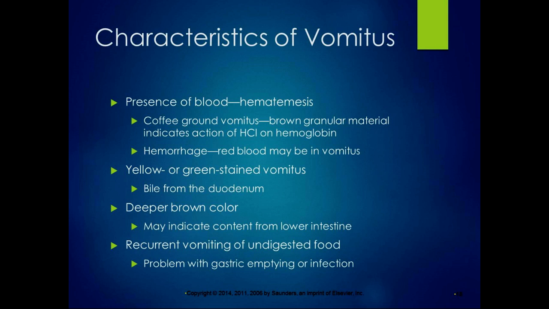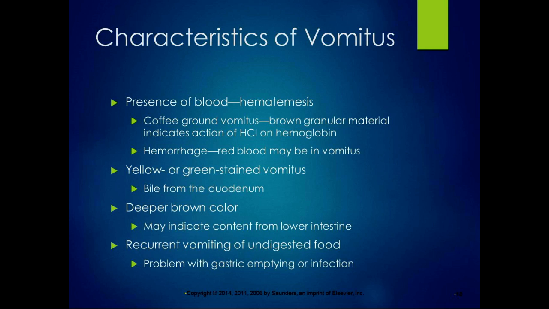So there are different ways, because we're healthcare professionals, we like to talk about not just vomit, but the qualities of vomit. So the presence of blood, or hematemesis, can be described in different ways. There's coffee ground emesis, which is brown granular material, which basically is hemoglobin that has been broken up by hydrochloric acid in your stomach and then vomited up. It looks like coffee grounds, that's why they call it that.